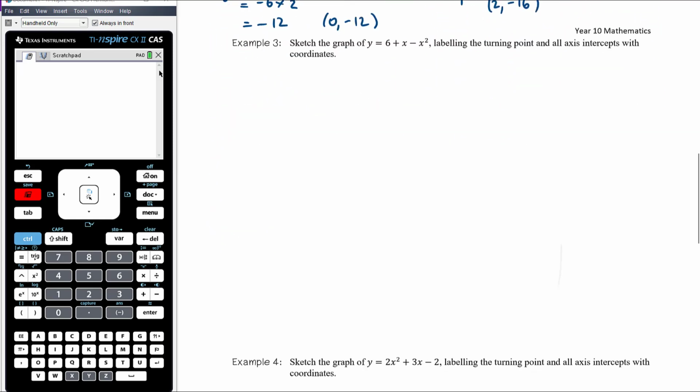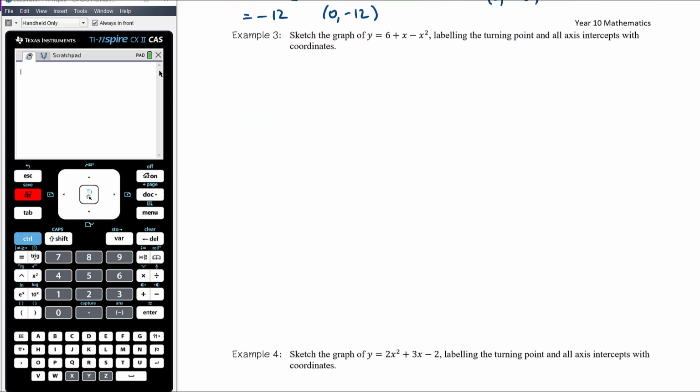Alright, example 3. Sketch the graph, labelling the turning point and all axis intercepts with coordinates. Okay, so our equation is written slightly out of order, so let's perhaps just rewrite it to be clear about what's happening here. So it's negative x squared plus x plus 6. So straight away I can tell that my shape is going to be sad because of the negative x squared. Okay, so we're going to have a sad parabola.